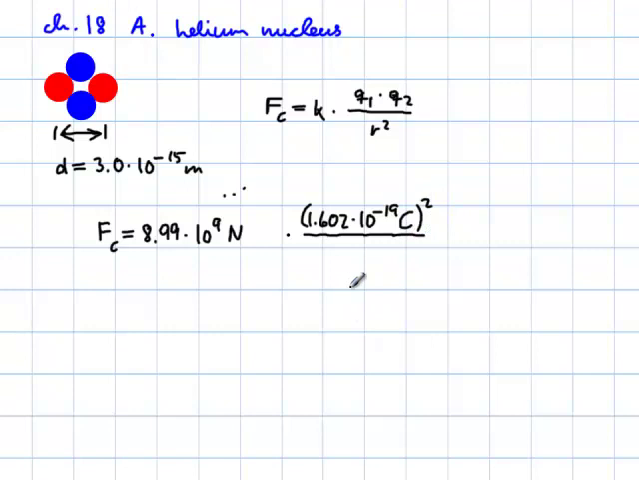Same deal. Divide by the distance squared, which is given here in this problem as 3.0 times 10 to the negative 15 meters, and that one as well squared.